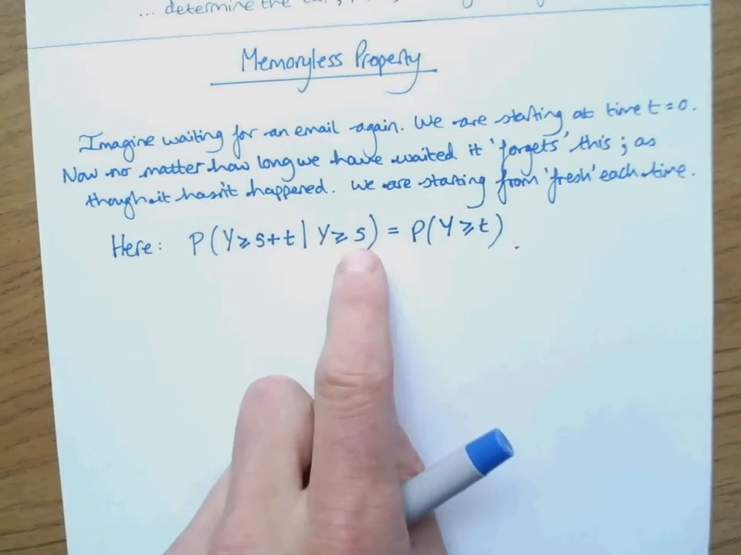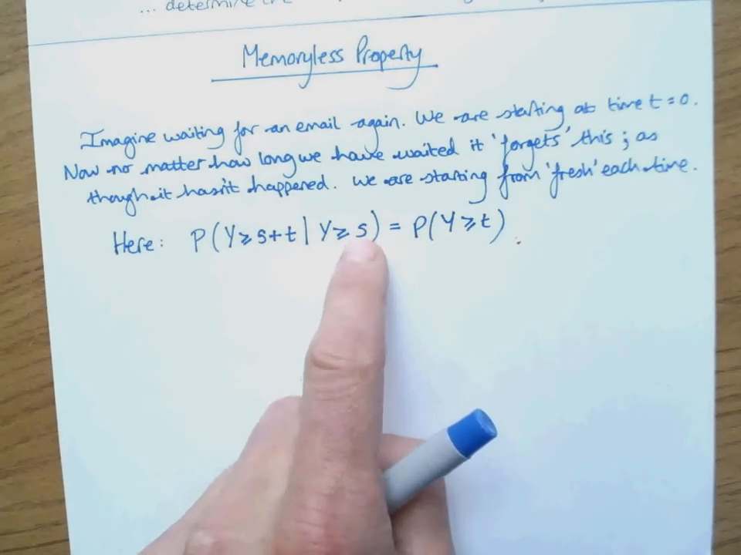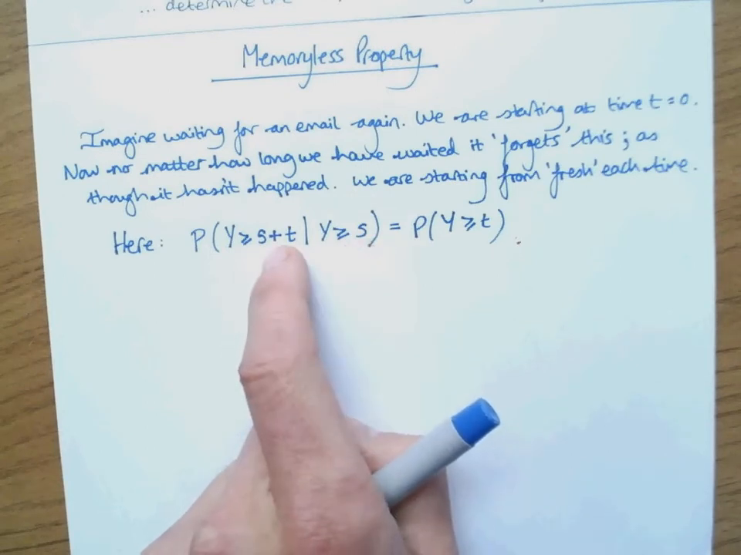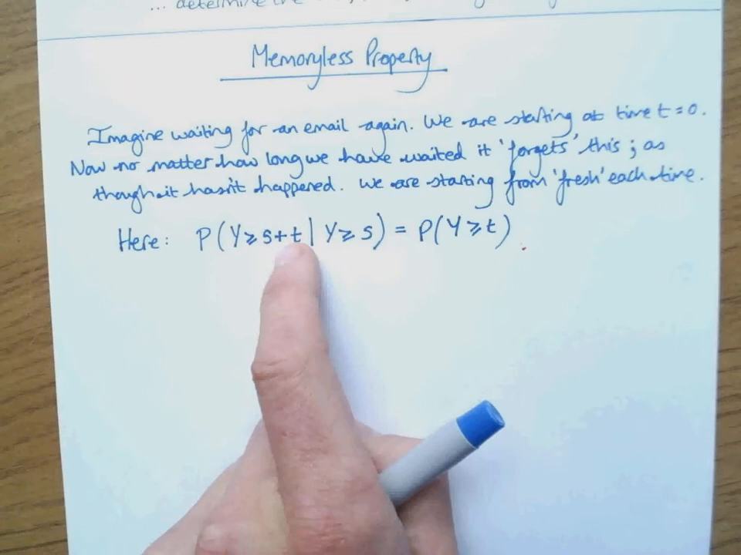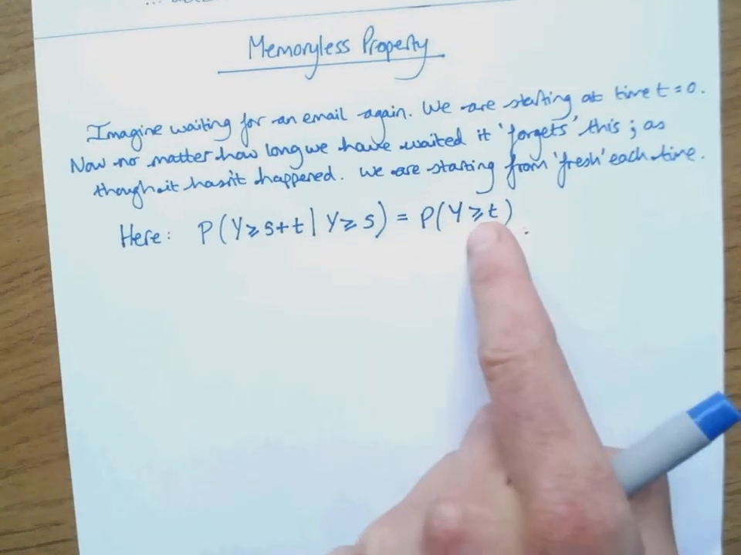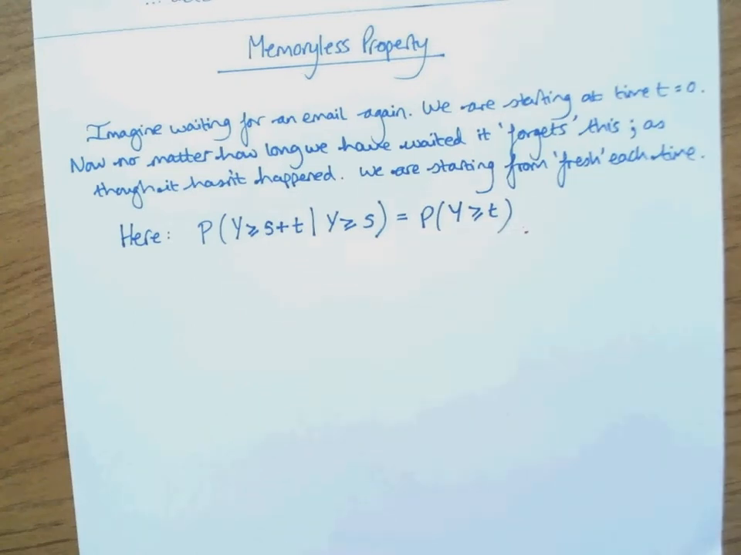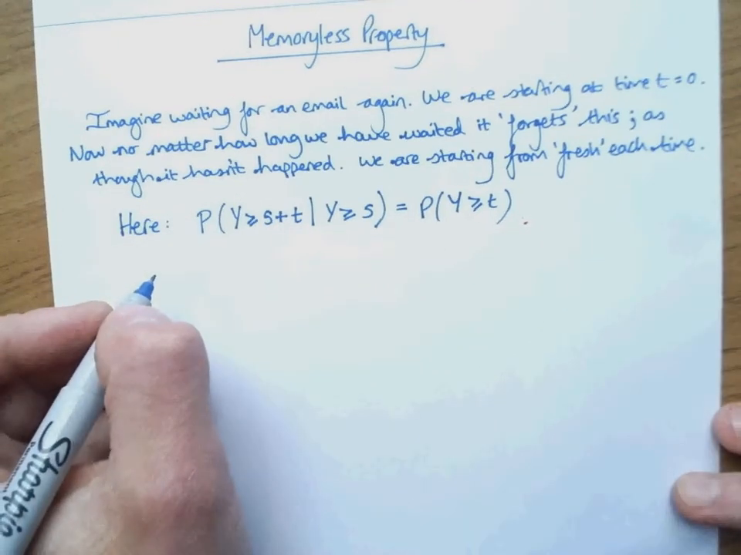The fact that we're given that Y is already greater than or equal to time s, so we've already waited s minutes, for example, what's the probability of having to wait s plus this extra time t? We're saying that it's just going to be the same as the probability of it being this extra time t. The fact that we've waited s minutes becomes irrelevant. It plays no part in the probability.